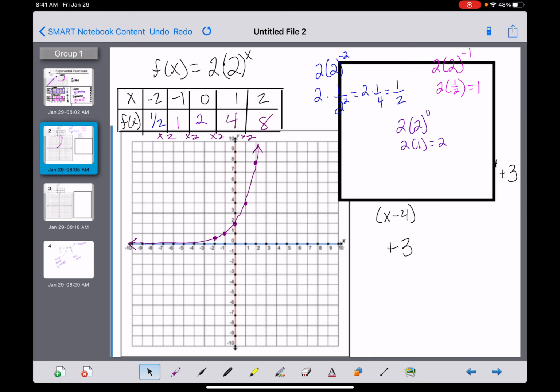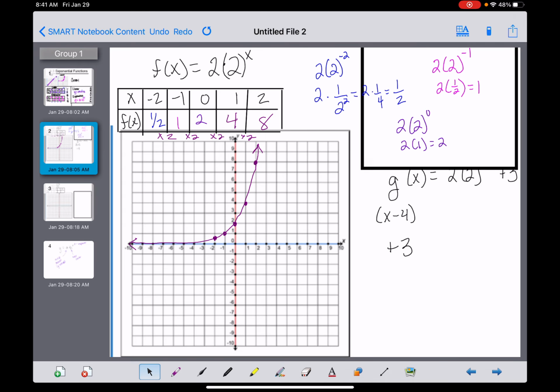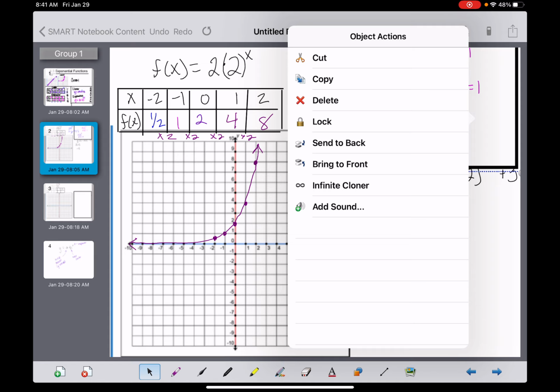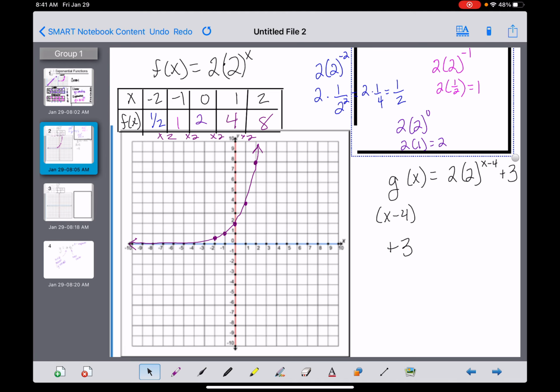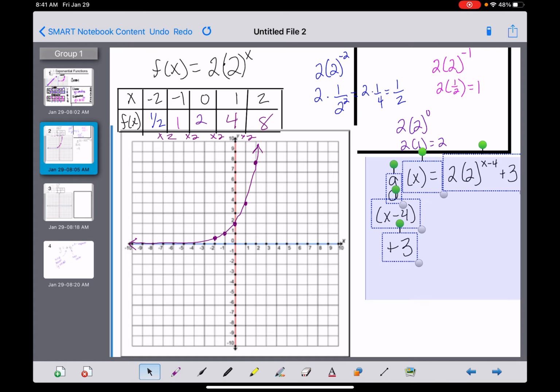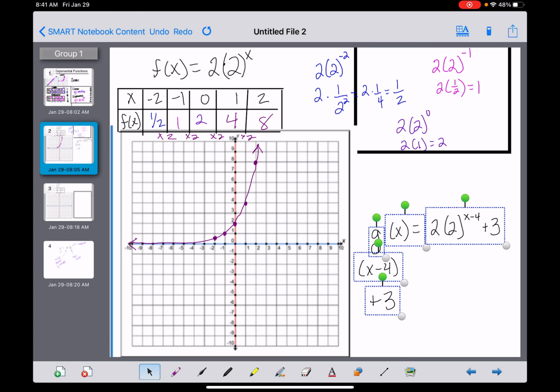So I can make subtle changes to my exponential function by adding values on to my x or adding values on to the end of the function.